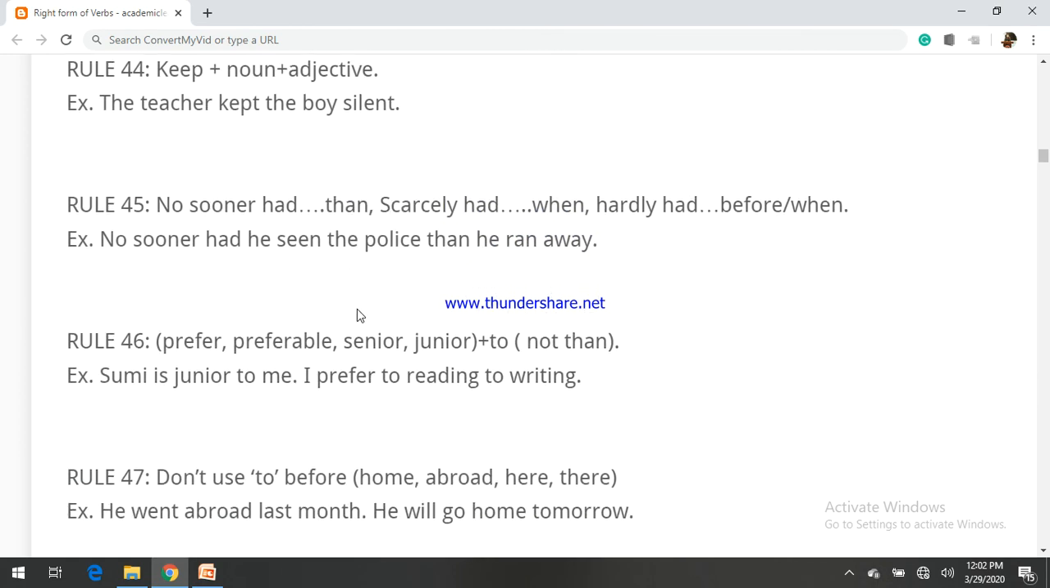No sooner had then, scarcely had when. You have to use the word then with no sooner had in the sentence. You have to use when with scarcely had in the sentence. You have to use before or when with hardly had in the sentence. No sooner had follows then. No sooner had he seen the police, then he ran away. Here is then because of no sooner had. But if there is scarcely had, then you have to use when here, instead of then.